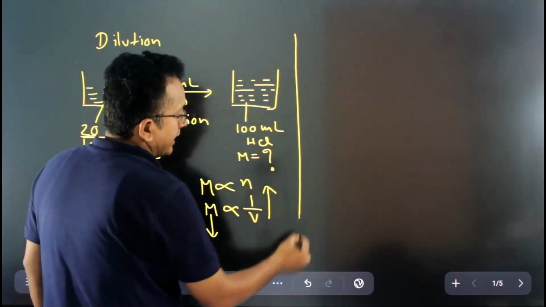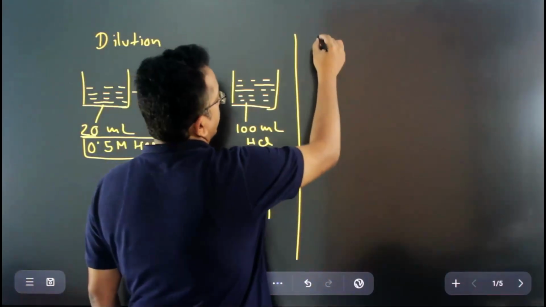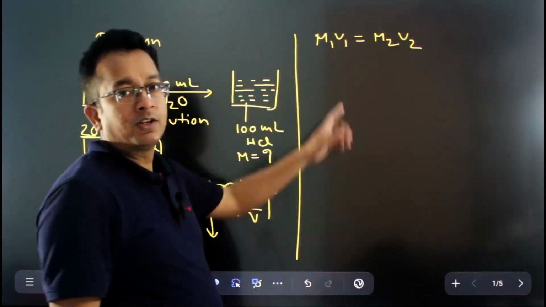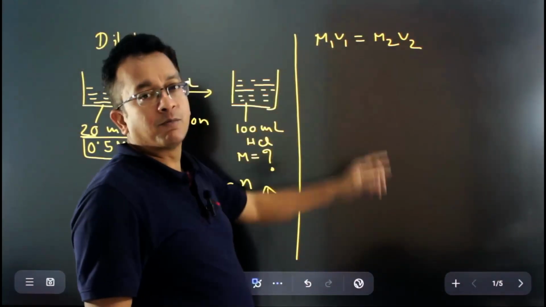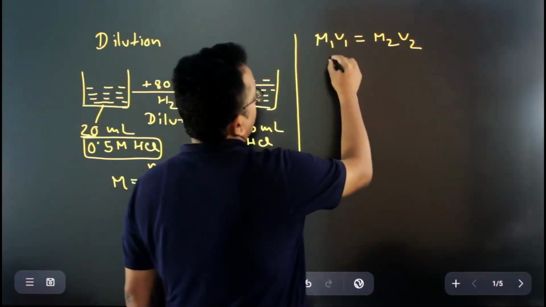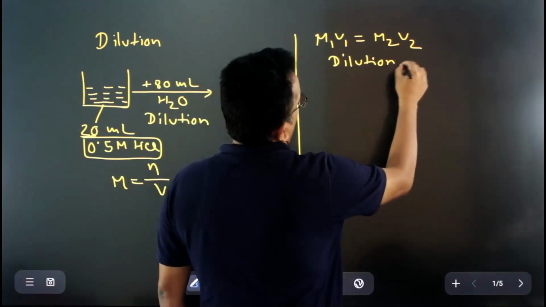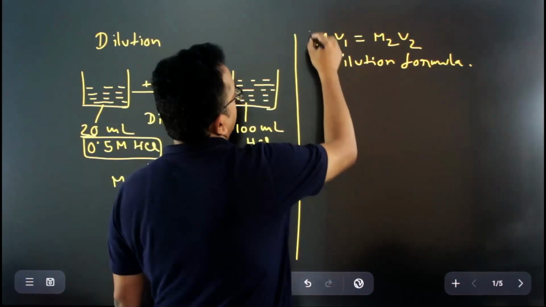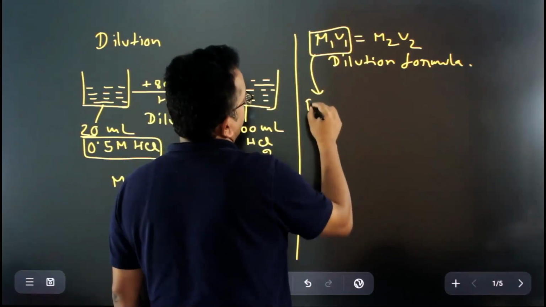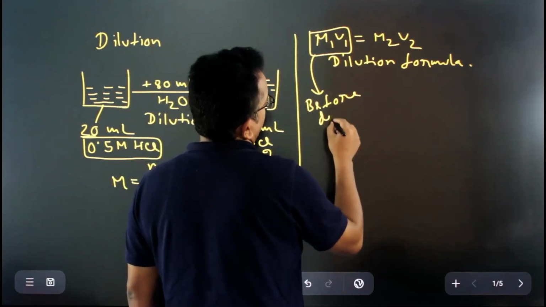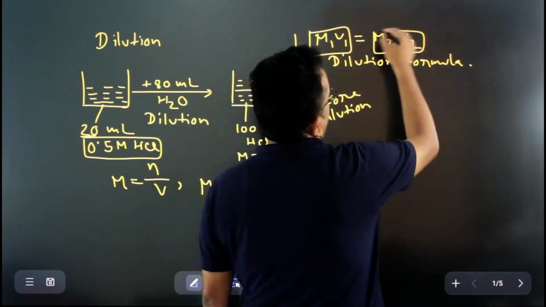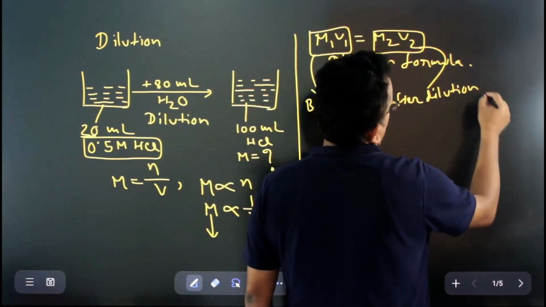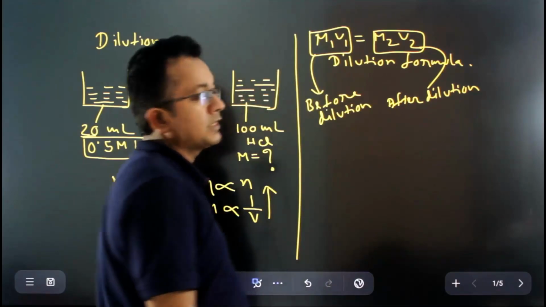Now to calculate this changed molarity, we have a formula: M1V1 equals M2V2. This formula M1V1 equals M2V2 we call the dilution formula. This M1V1 part is the before dilution part, and this M2V2 is the after dilution part. So one part is before dilution, one part is after dilution.